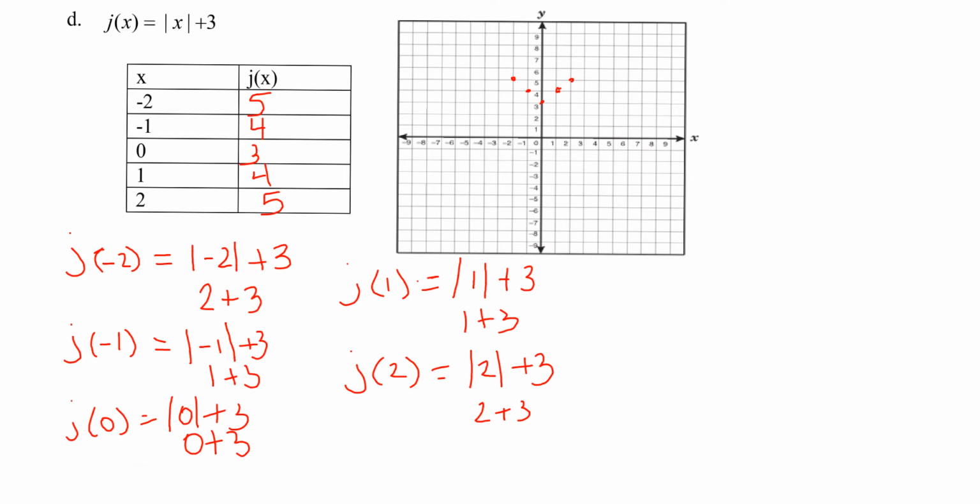And if you recall from when we were looking at the vertical line test, we had a graph that was in this shape. It's a V shape. That's your absolute value graph.